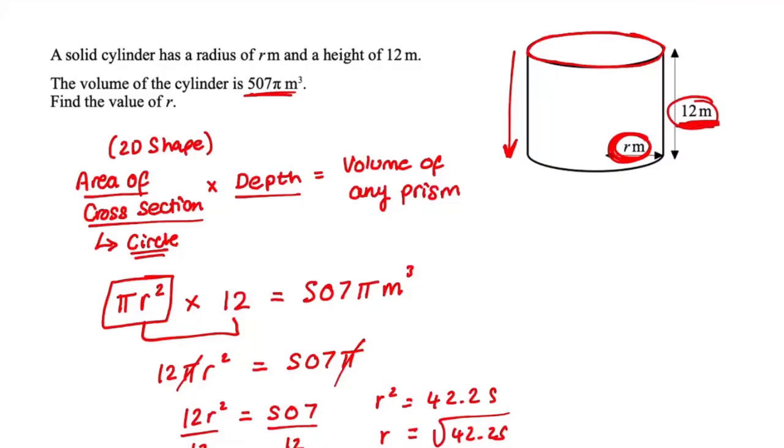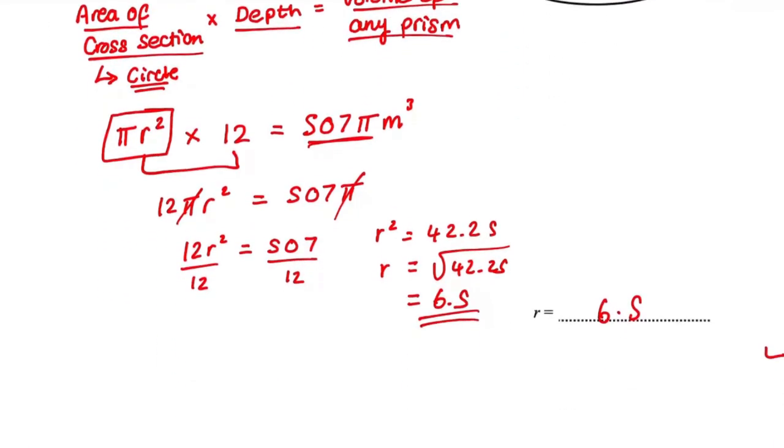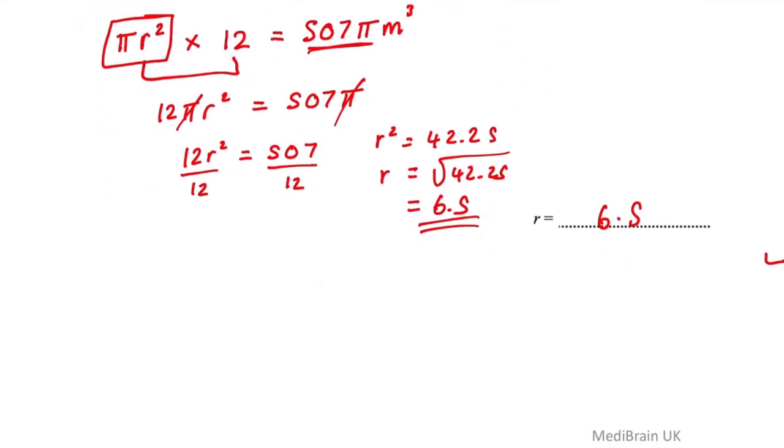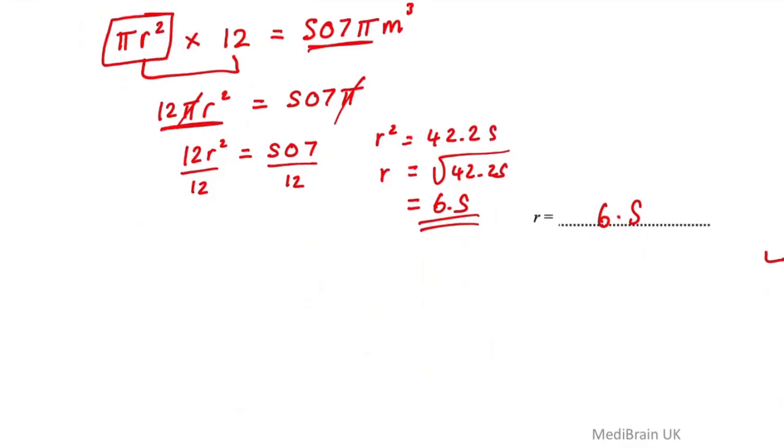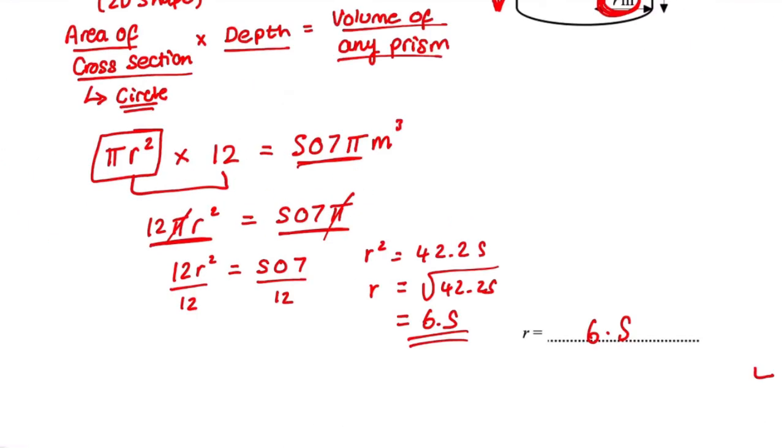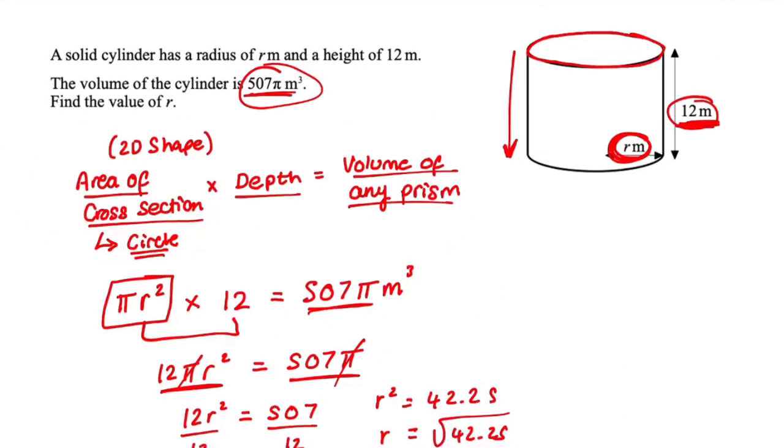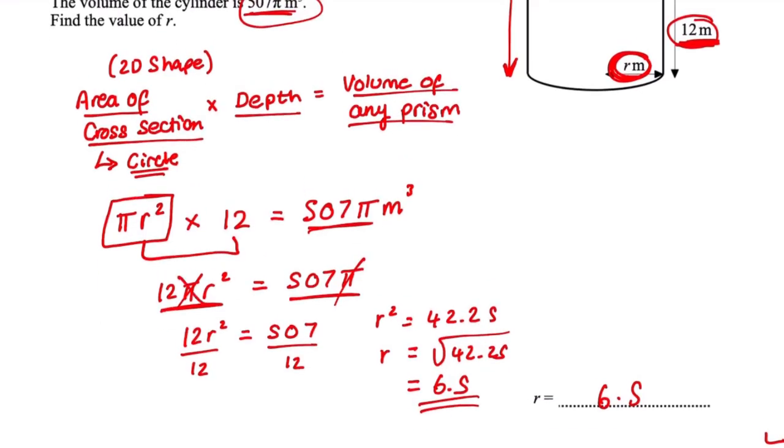And we know from the question that the total answer, the volume of the prism, is 507 pi. It's given to you in the question. All you're going to do now is simplify this. You're going to do 12 times pi r squared, and that gets you 12 pi r squared, and it's equal to 507 pi. Then, because you have a pi on both sides of the equal sign, you can cancel the pi's out.